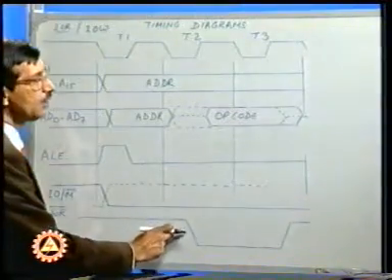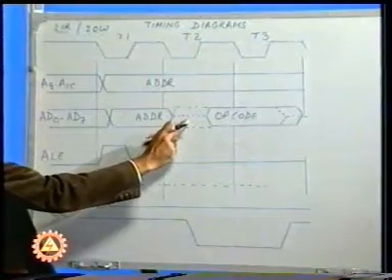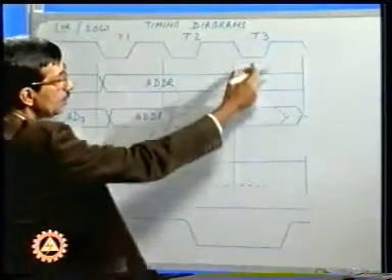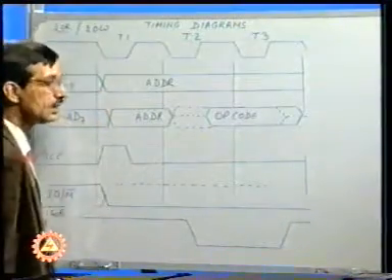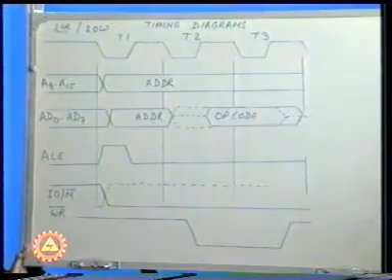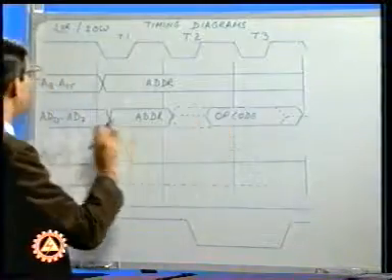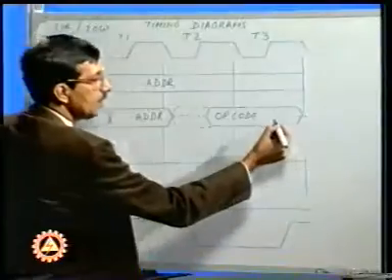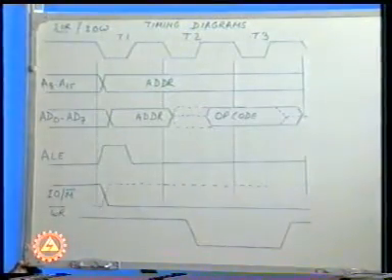This is applied to the output device, and the data which is available on AD0 to AD7 is written on the output device. During the third T state, the WR bar signal goes high, thereby deactivating the output device, and the data which was placed by the microprocessor on AD0 to AD7 is lost, and AD0 to AD7 goes into the tri-state condition.